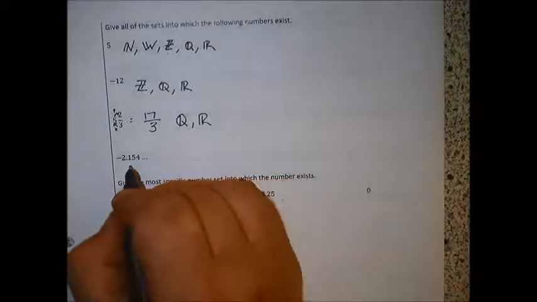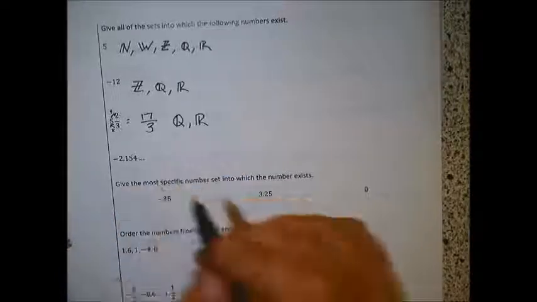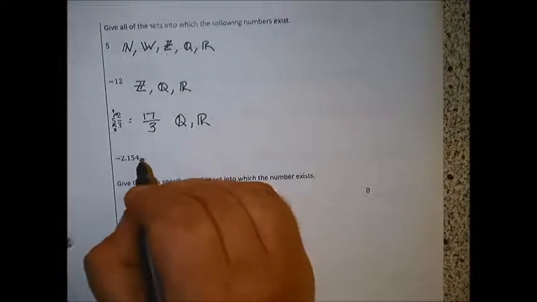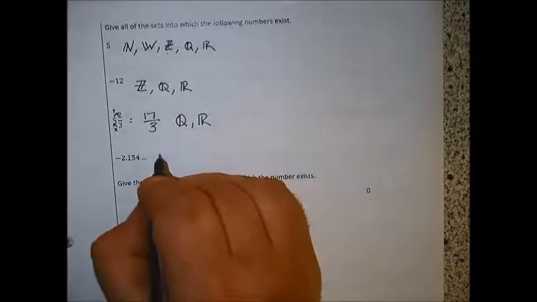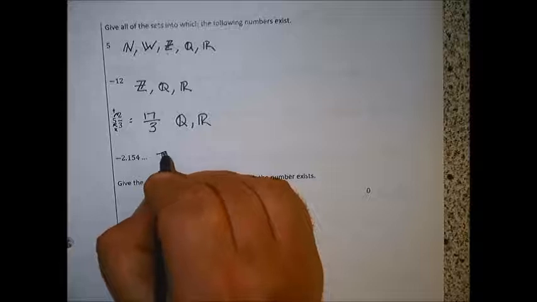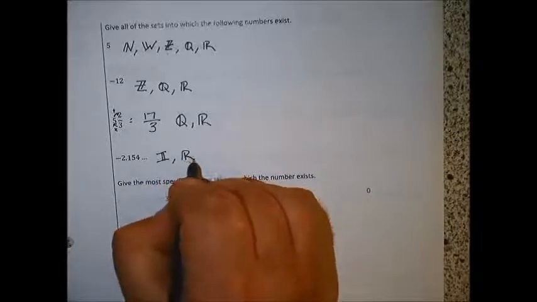This number here, -2.154..., means it goes on forever in no distinct pattern. Okay, so we know anything that doesn't have a distinct pattern is an irrational number. And then we also said irrational numbers are also real.